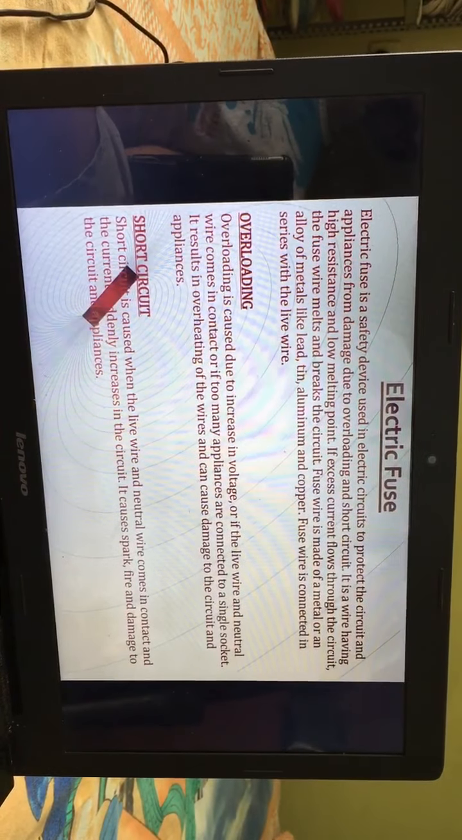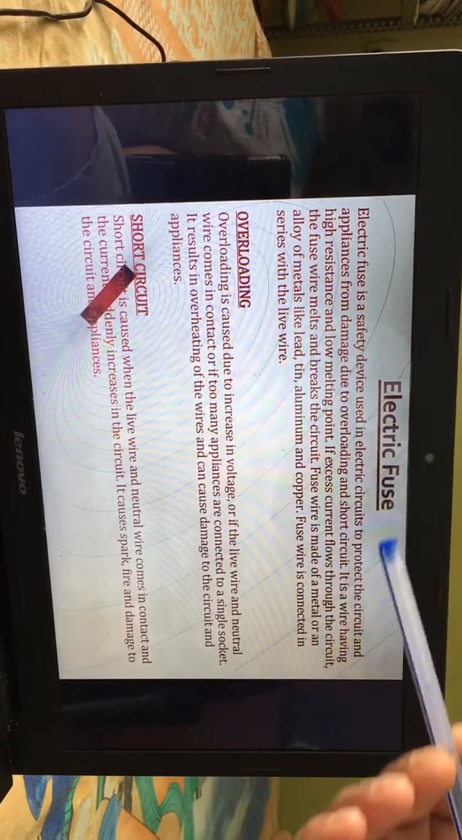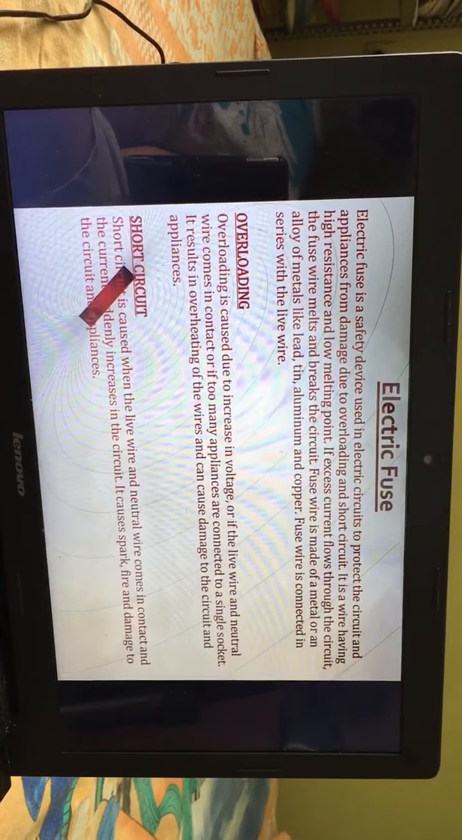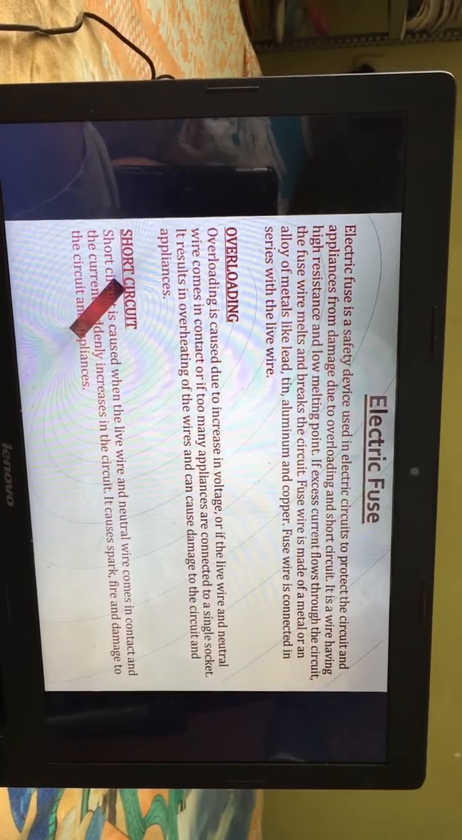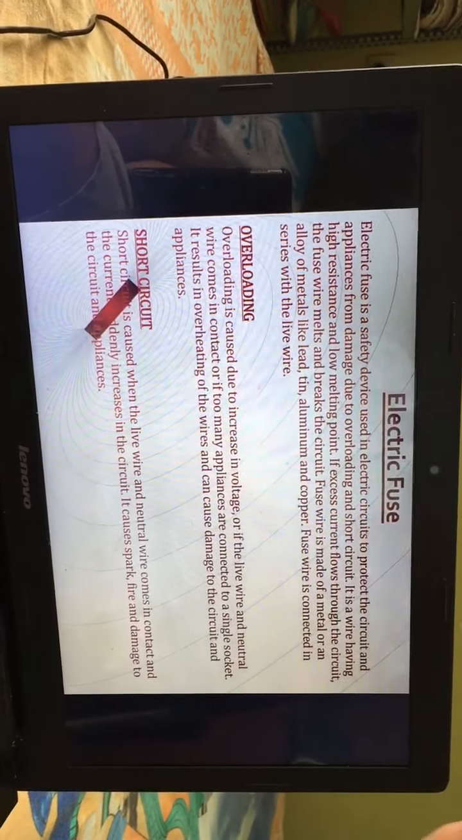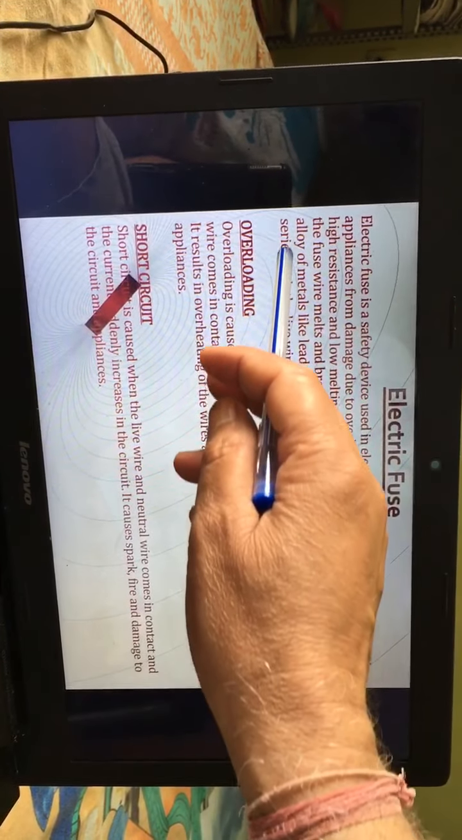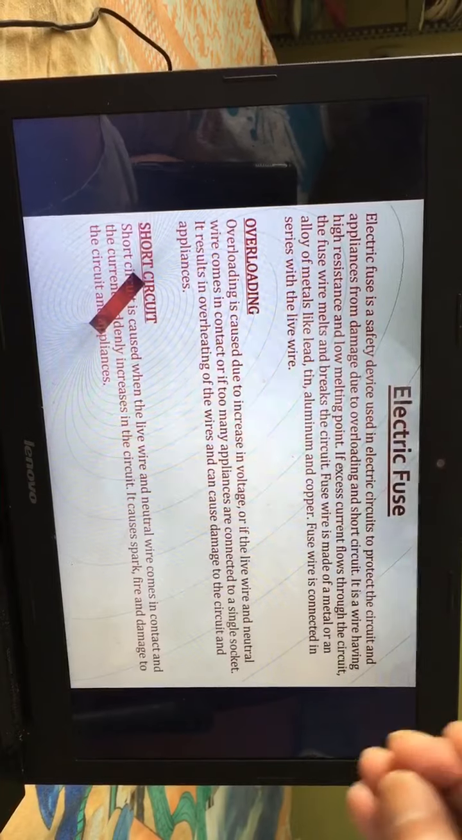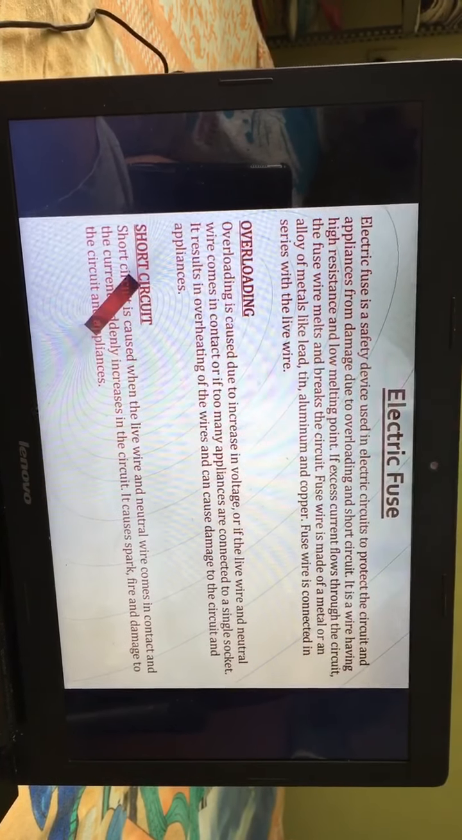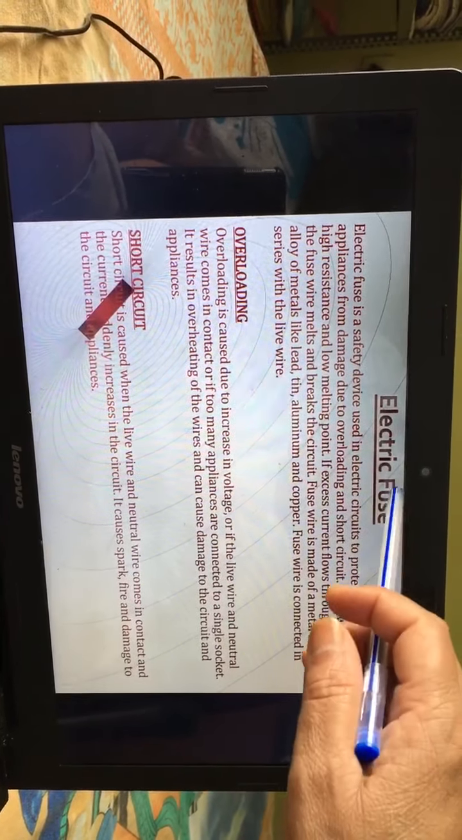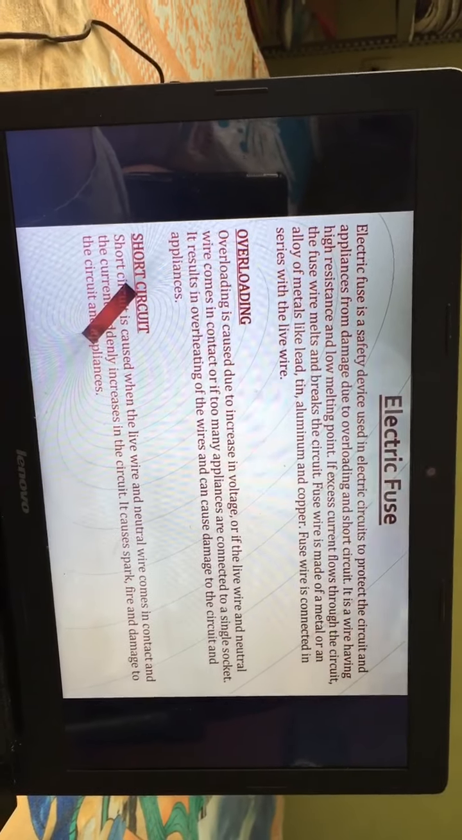There are various reasons for that, like short circuiting, overloading, or some other reason, that heavy current may enter our buildings. If an electric fuse is connected in series, then what happens? The fuse melts and breaks the circuit, and it protects our electrical devices. That's why it is called an electric fuse, or it is also known as a safety fuse.